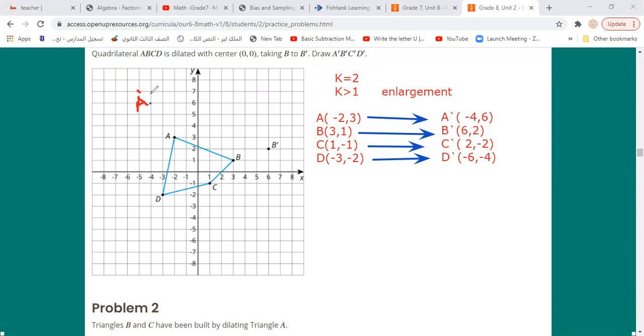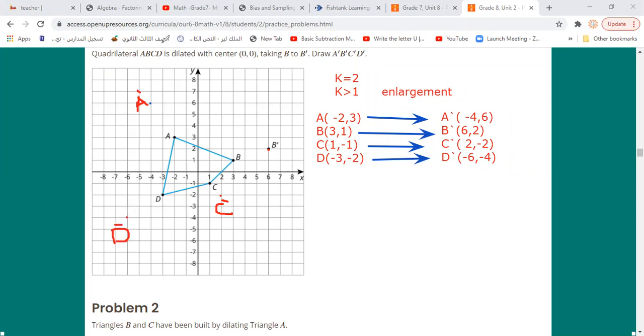Second, P is 6 and 2. Then 6 and 2. He drew it for us from the beginning already. C prime is 2 and -2. So this is C prime. D prime is -6 and -4. So this is D prime.